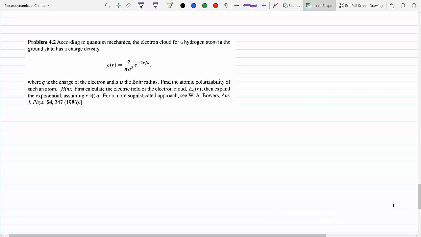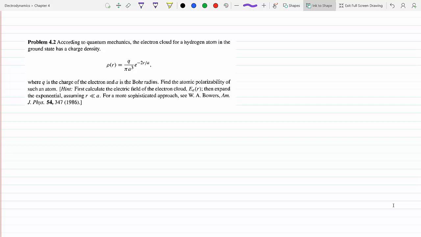According to quantum mechanics, the electron cloud for a hydrogen atom in the ground state has the following volume charge density as a function of how far you are from the center. Q is the charge of the electron, a the Bohr radius. Find the atomic polarizability of such an atom, i.e.